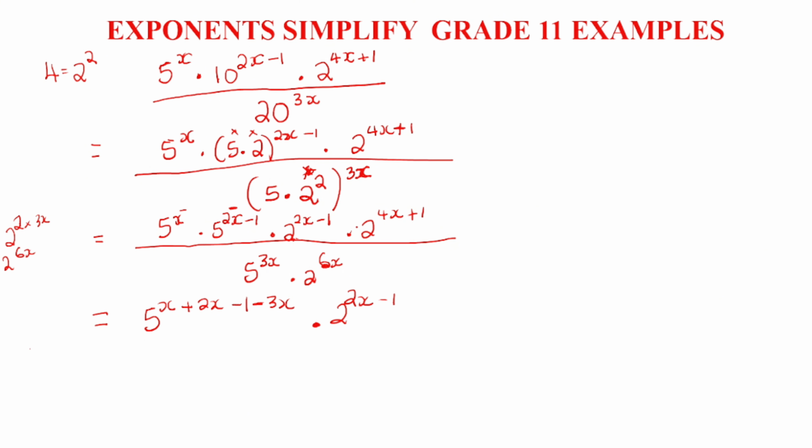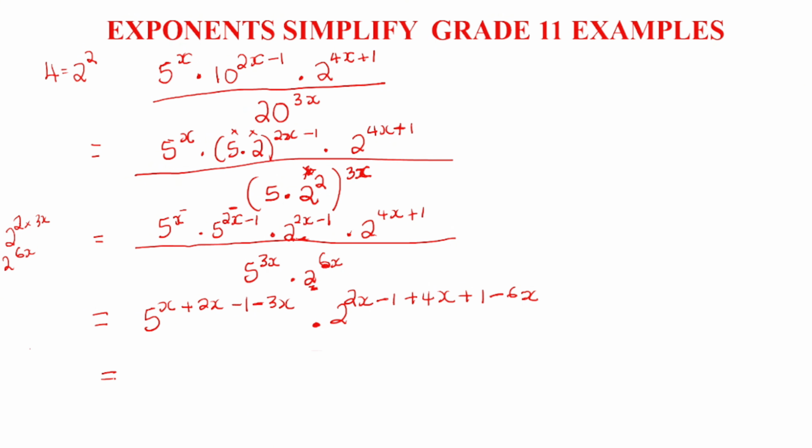The bases are the same here, base 2, and we're multiplying, so we add the exponent, plus 4x plus 1. Here the base is the same, it's 2, but we're dividing, therefore we should minus the exponent, which is minus 6x. Please, guys, if you're not following, leave a comment in the comment section. I will assist you and maybe do another example to explain further.